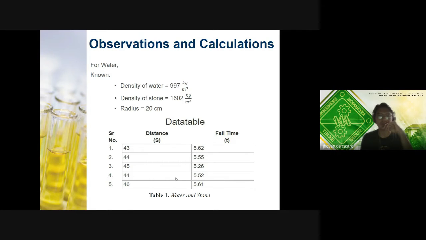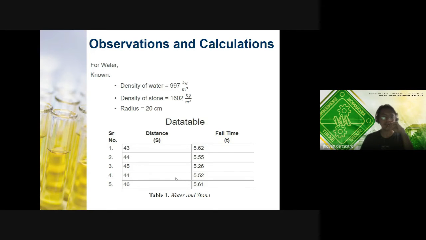The first experiment consists of water. The known values from the virtual laboratory are: the density of water equals 997 kilograms per cubic meter, the density of the stone is 1,602 kilograms per cubic meter, and the radius of the stone is 20 centimeters. From the results of the experiment, the data table is presented, showing the distance and the fall time of the stone.